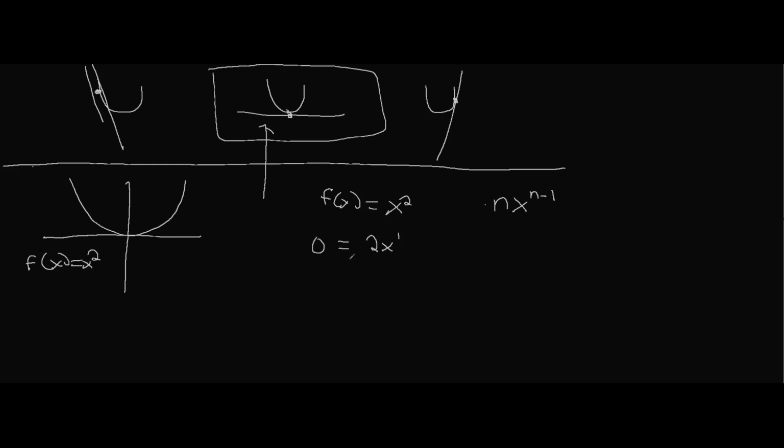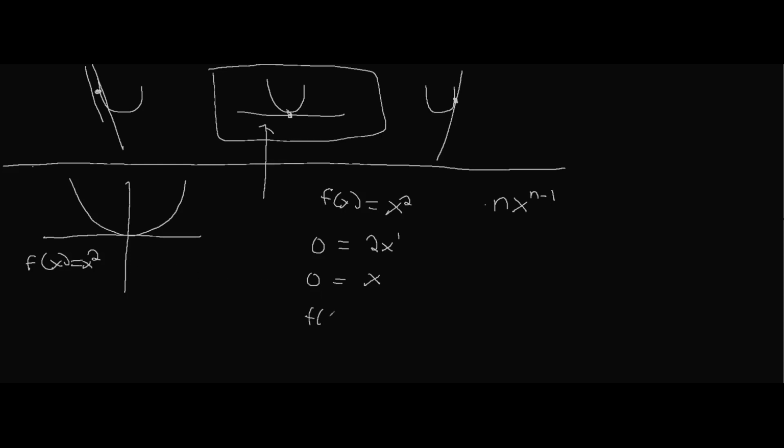And then we solve this algebraically like a normal equation. 2 times 0 equals 0. And so we find that x equals 0. And then, now that we have the x component of the point, we have to plug x back into the original equation. So because 0 equals x, we plug in 0.